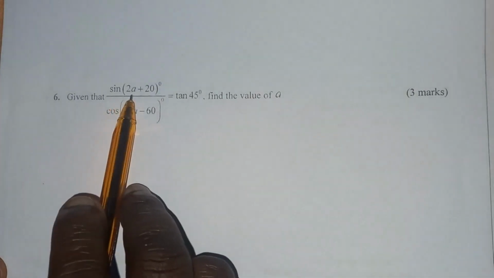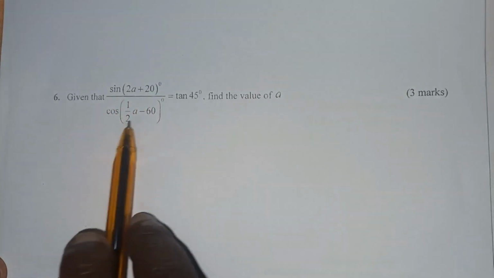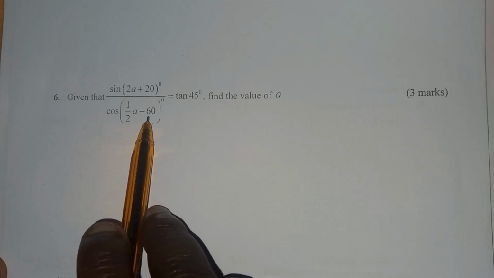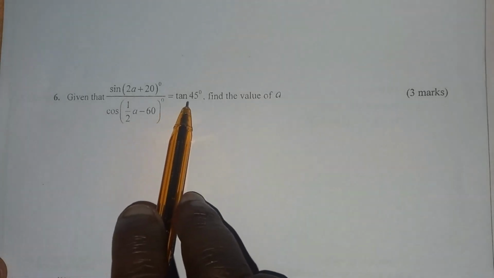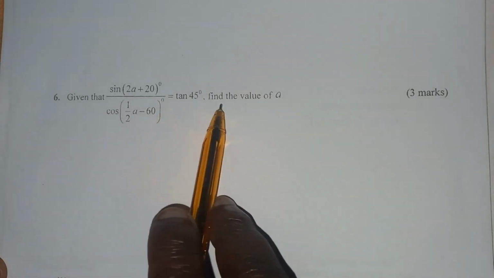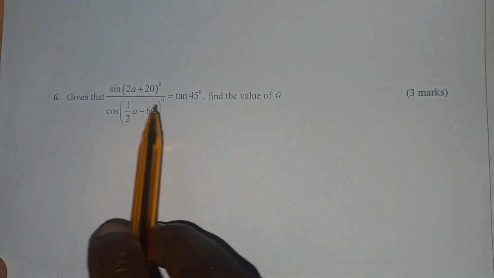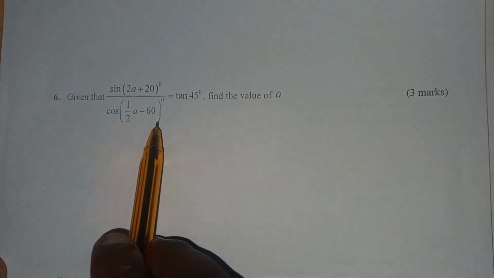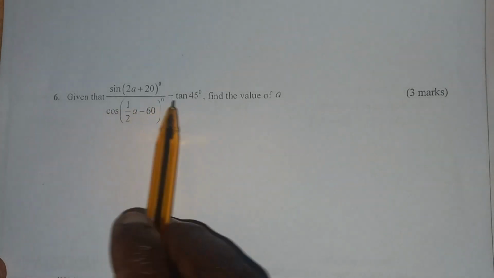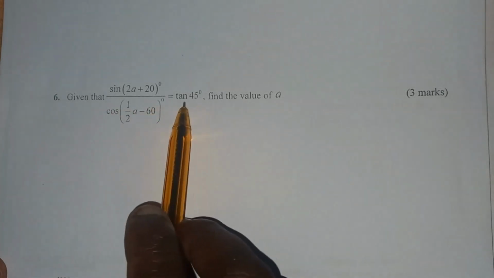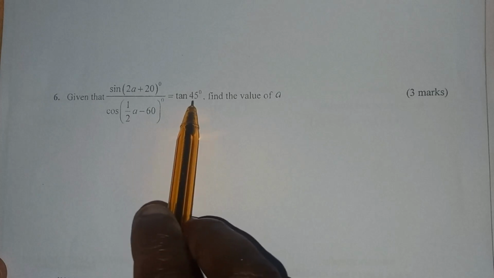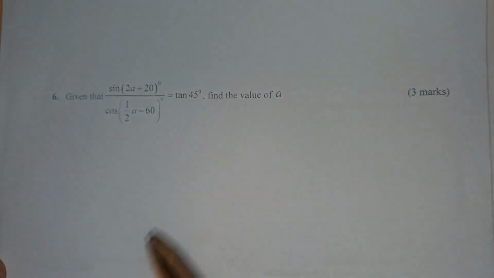Given that sine of (2a plus 20 degrees) divided by cosine of (half a minus 60 degrees) is equal to tan of 45 degrees, find the value of a. So the first thing you're going to identify in this question is tan of 45. Tangent of 45 is equivalent to 1.